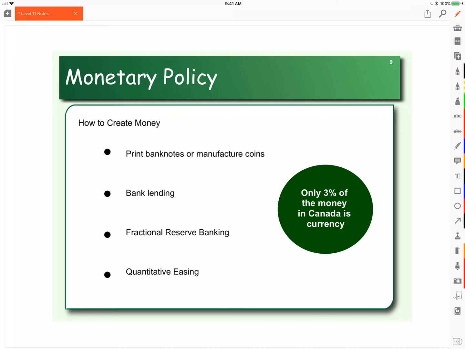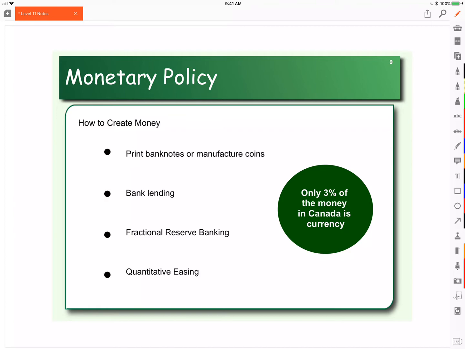So now let's look at how do we create money. There are a number of ways we can create money. So we can print banknotes or manufacture coins. So our central bank, the Bank of Canada, is the only one who is legally allowed in the country of Canada to print banknotes and manufacture coins.